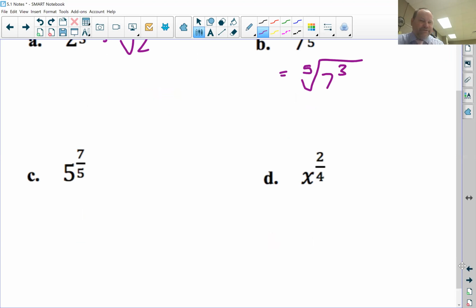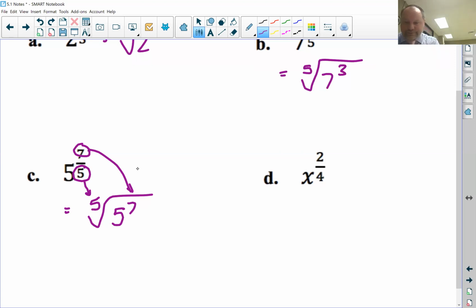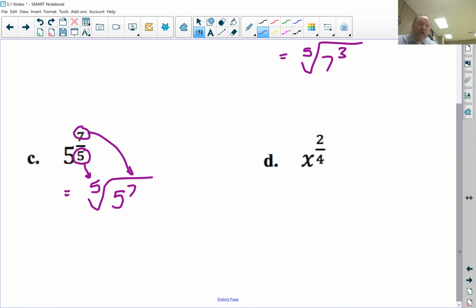5 to the 7/5. Here, 5 is our index, and 7 is our exponent. And one thing that I haven't talked about yet is reducing. So if you look at x to the 2/4, I don't want to write it. Do not write this as the 4th root of x squared.